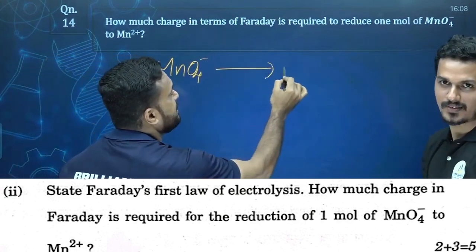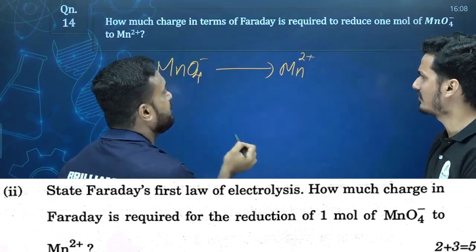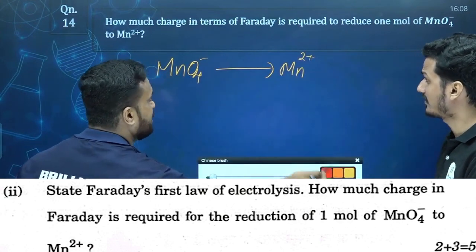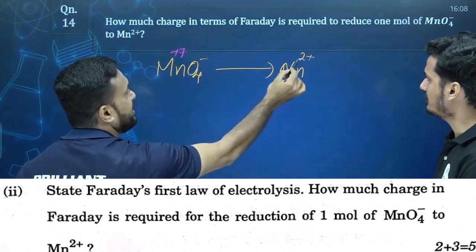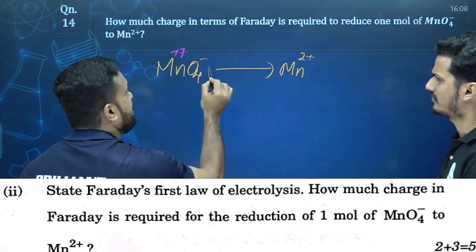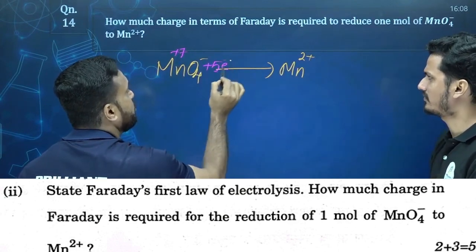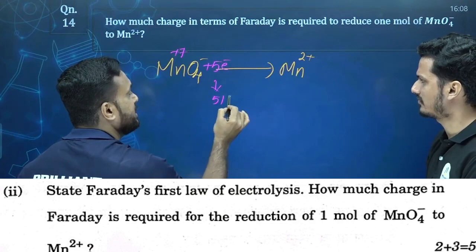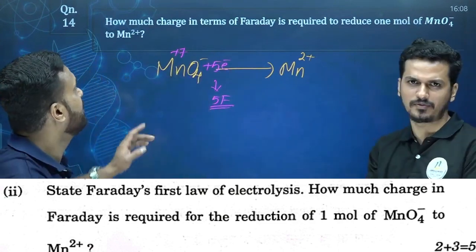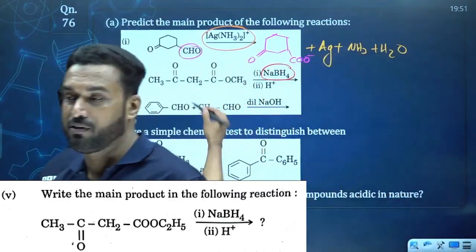MnO4 minus becomes Mn2+ in acidic medium. You know that one. I'm writing the oxidation state directly: here it will be +7 and here +2 is already given. So the difference in electrons is 5. So 5 electrons is equal to 5 Faraday. Directly we got 5 Faraday. Next one is otherwise called the silver mirror test.